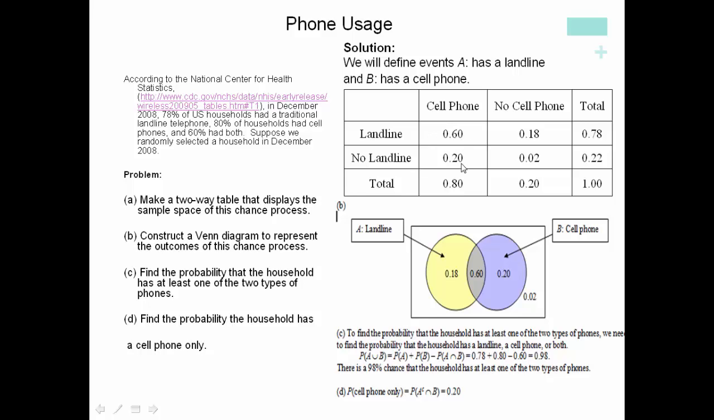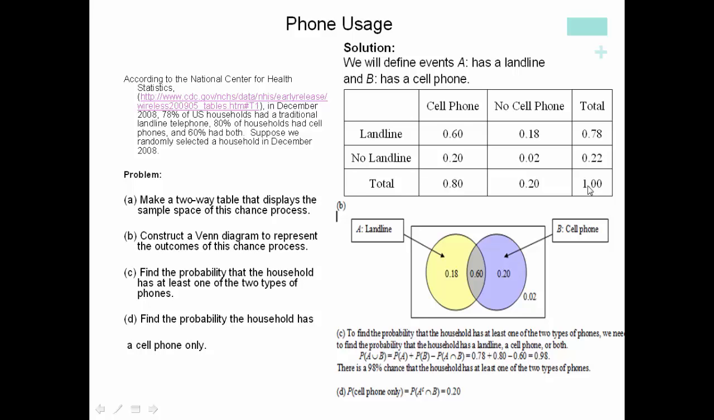So we figure out the rest of the numbers. 60 and 20 equals the 80%. 60 and 18 equals 78%. We had the 20 here. We add these two together and we get, here's our total of 100%. So we need 0.2 here. 0.02 goes here, and we add these two together. Now we have a two-way table.